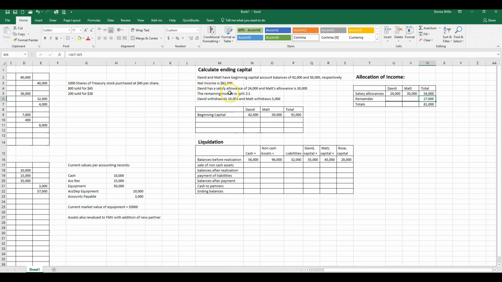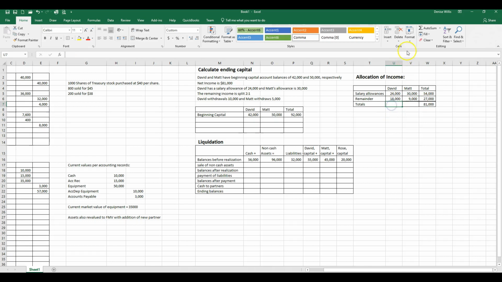Now, it tells us that the remaining income is split 2 to 1. Remember that a 2 to 1 ratio means that even though there are 2 partners, there are 3 parts. The first partner gets 2 out of 3 parts, and the second partner gets 1 out of 3 parts. So this is equal to 2 out of 3 times this $27,000. This person's getting 2/3, 18,000 of it, and that leaves the remaining 9,000 for Matt.